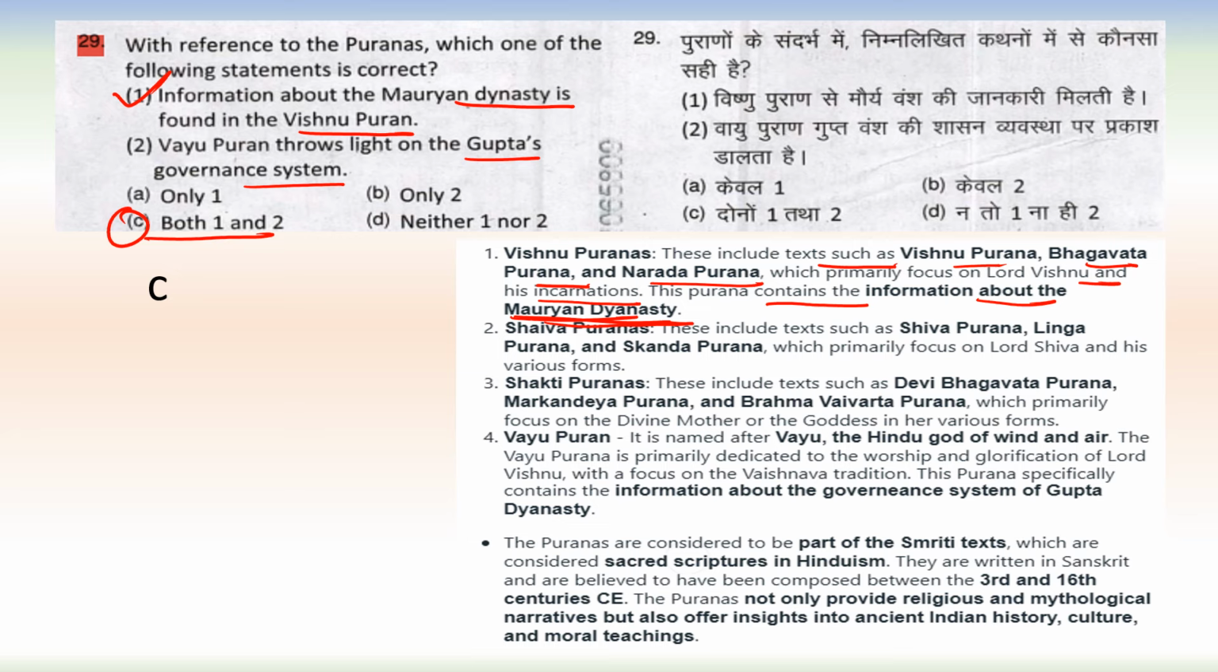Now if you go here, Vayu Purana, it is named after Vayu, the Hindu god of wind and air. The Vayu Purana is primarily dedicated to the worship and glorification of Lord Vishnu, with a focus on the Vaishnava tradition. The Purana specifically contains the information about the governance system of Gupta dynasty. So यहाँ से भी सेकेंड स्टेटमेंट करेक्ट होता है. सो यहाँ से हमारा आंसर निकलता है दैट इज सी, बोथ 1 and 2.